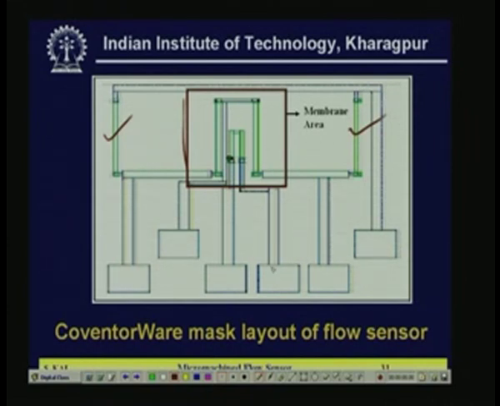So, you can see these two are the heater bond pads, and the other four, 1 2 3 4, are the Wheatstone bridge. There are four bonding pads required, 2 for the power supply and 2 for the output. All resistances are wired in such a fashion that the 4 resistances fit into the Wheatstone bridge.